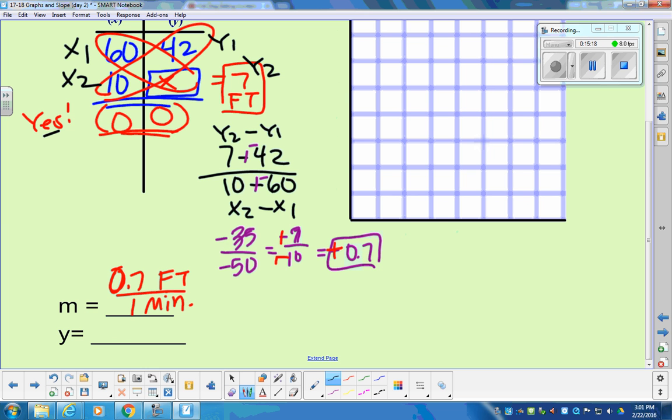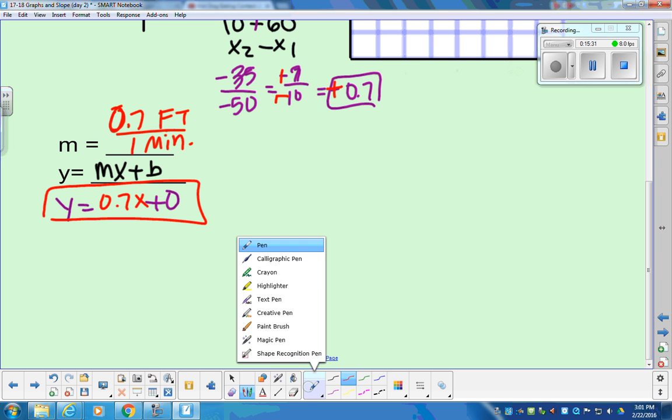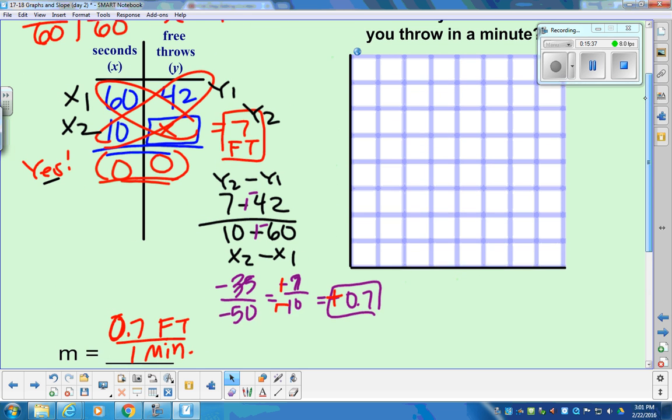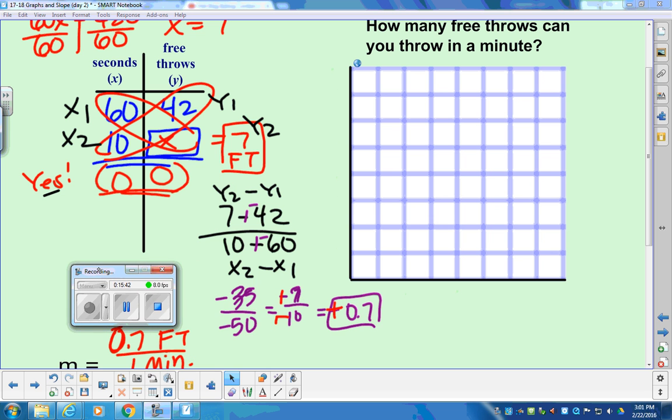So the equation then would be y equals mx plus b. Now you know he's starting at 0 because if the clock hasn't started, he hasn't shot any free throws. The speed at which he's shooting is 0.7 free throws per second. So there's our equation. Of course, we can drop off that plus 0 at the end because it doesn't change the problem anymore. All right, so for the graph then, we have the fastest free thrower, world record competition.